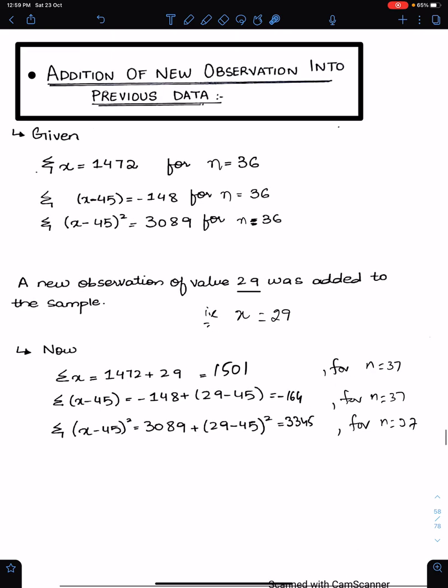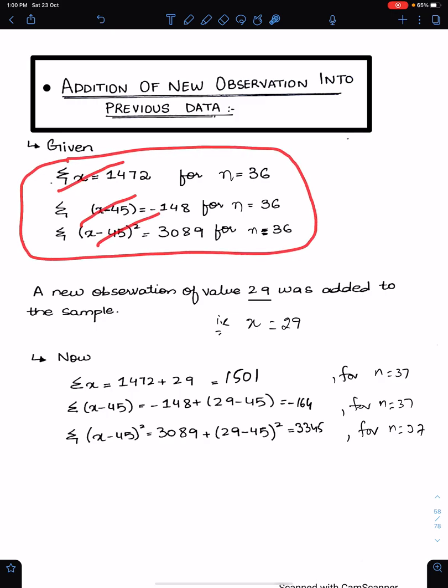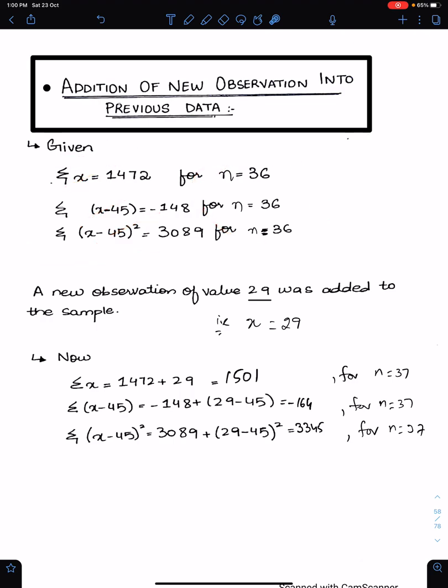Well, addition of a new observation into previous data. Now this concept is very simple and very important as well. Addition or subtraction, both. I'm doing this for addition, you can also do this for subtraction. What if we have this data for 36 observations? A new observation of value 29, observation means x, so x is 29, was added to this sample. Now get the answers of these for 37 observations.